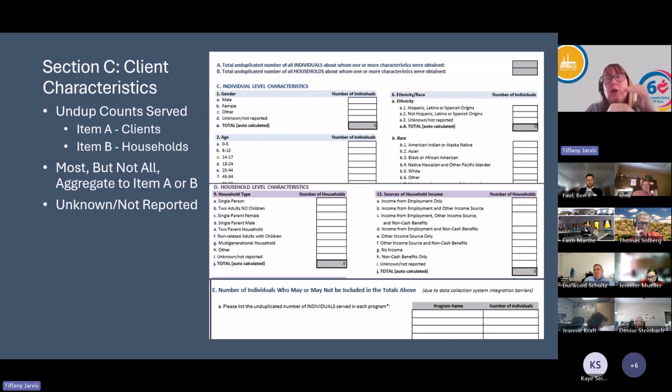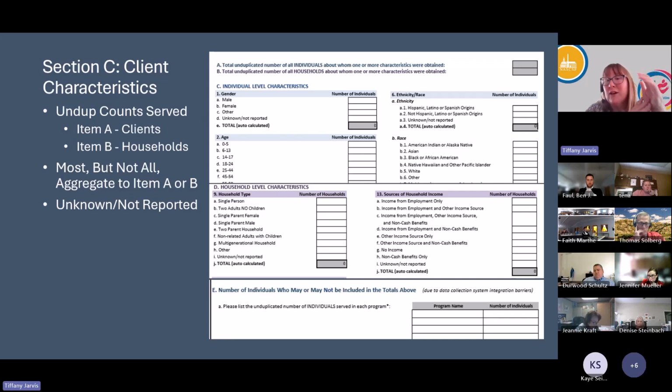So this is a very common validation issue that we get across the nation. What we're looking at is what you report under A, let's say you say 5, but under C1E, that number is 4. Well, item A and C1E should equal each other because of that unknown not reported. So it's important that agencies use that unknown not reported appropriately to get your numbers, because we don't have demographics on everybody.